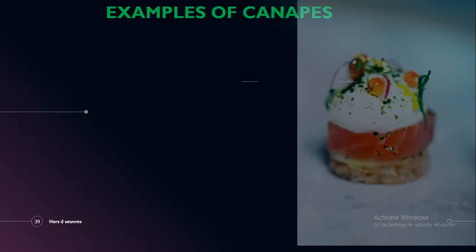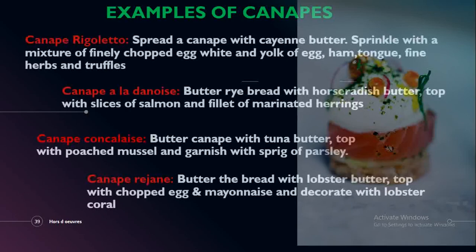And let's discuss some examples of canapes. First one is canape rigoletto. These are actually classical canapes, and nowadays various types of canapes have originated with various types of ingredients. In these classical examples, there may be a maximum of 2 or 3 ingredients. Okay. And in canape rigoletto, the spread can be cayenne butter. So basically, we are making a flavored butter using cayenne pepper powder. And the topping is like chopped egg white, egg yolk, ham, tongue, fine herbs, and truffles. So these are the toppings of this canape.